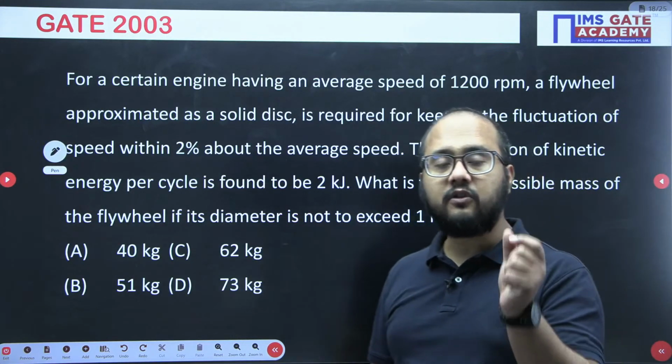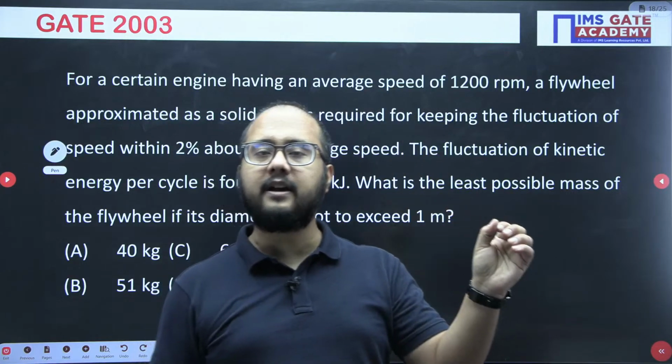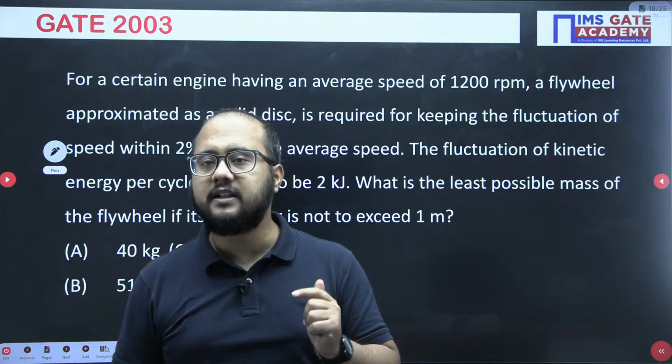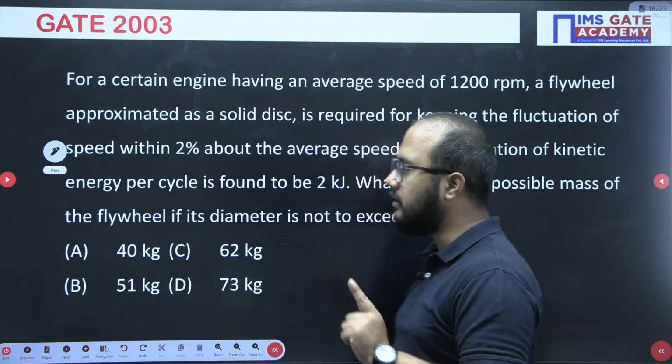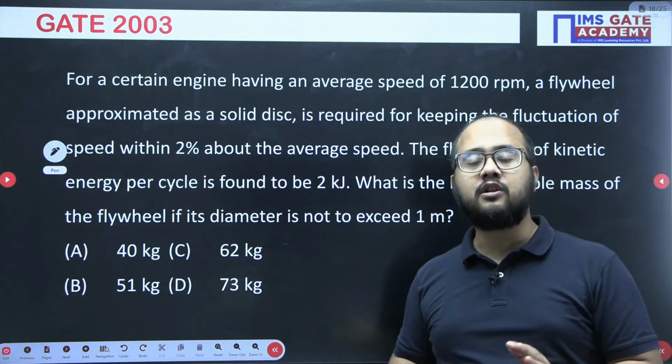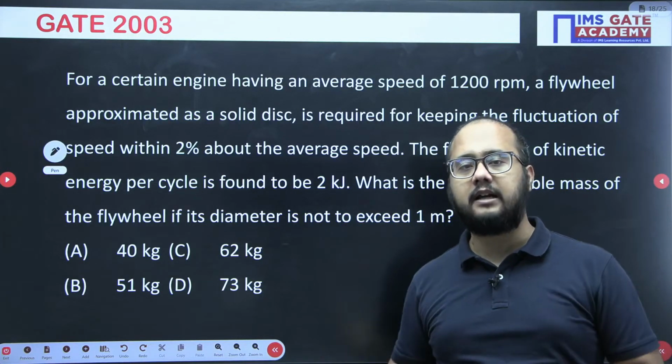This is very important. Fluctuation of speed within 2% of the average. So fluctuation is max minus min. So omega max minus omega min is 2% of the average. So what is the value of Cs? 2% only, right? Very important. If you make a mistake in interpreting the question, you will take wrong data and you will get a wrong answer, right?